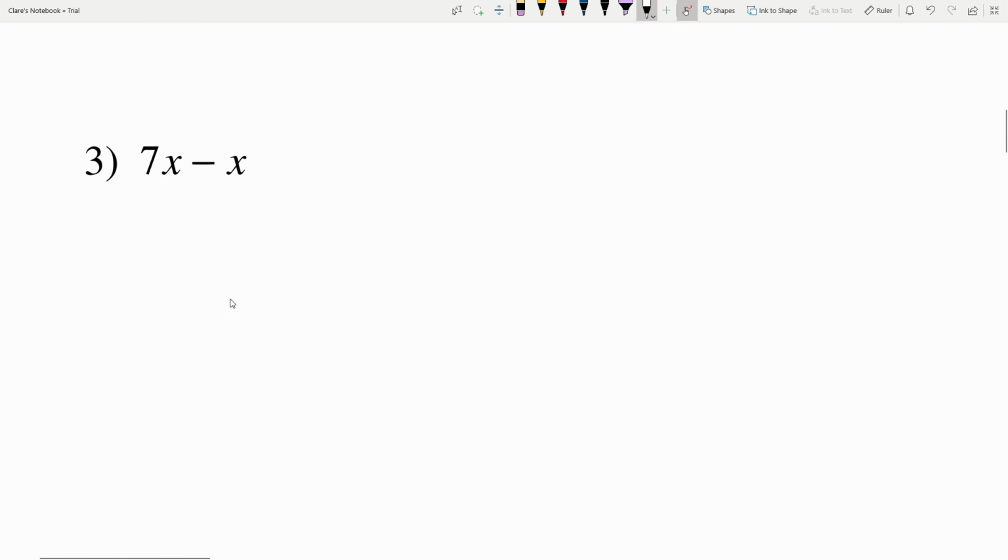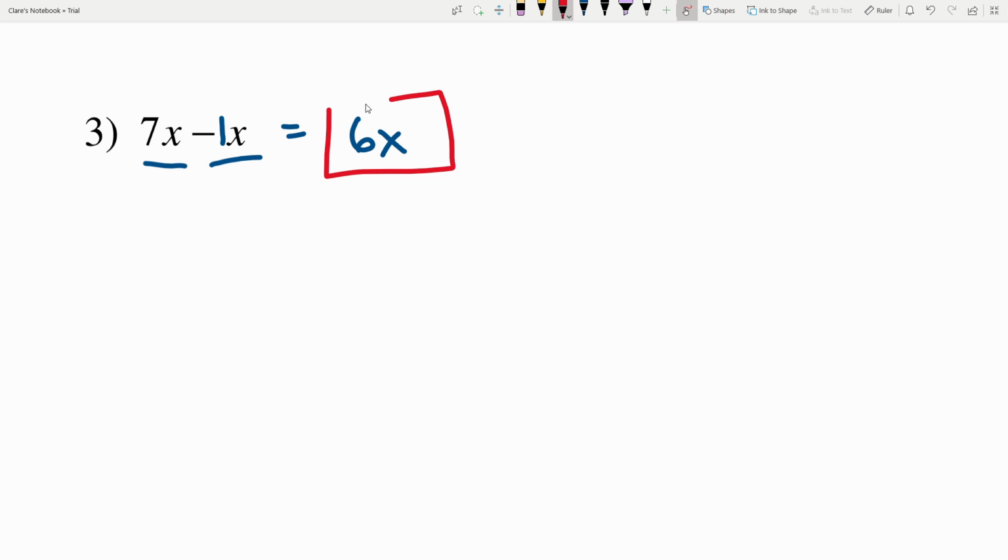In number 3, we have 7x minus x. This is like saying 7x minus 1x. If we have 7 x's and we're taking away one of those x's, or using this terminology, if we have 7 apples and we're taking away 1 apple, we'll have 6 apples left. So if we have 7 x's minus 1x, we'll have 6 x's left. So 6x is our solution in number 3. Let's move on to number 4.